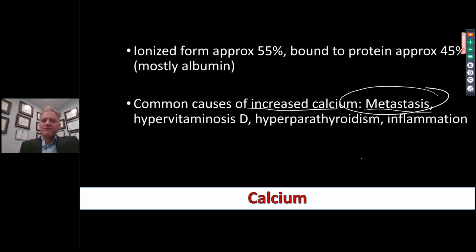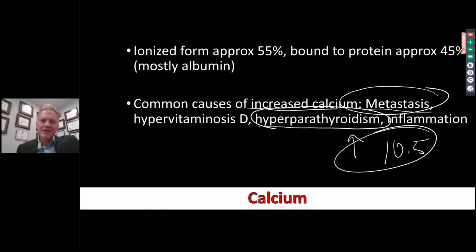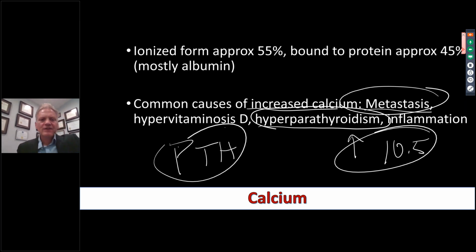So another reason for it can be hyperparathyroid. If somebody comes in, they have elevated calcium, here again, if it's 10.5, it's probably not hyperparathyroid. But if you get around 11, 11.5, you really want to order a parathyroid hormone. And here's how you do it.